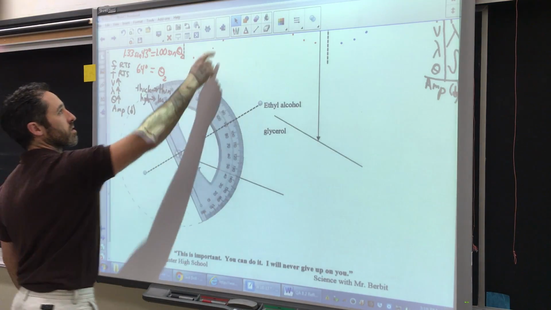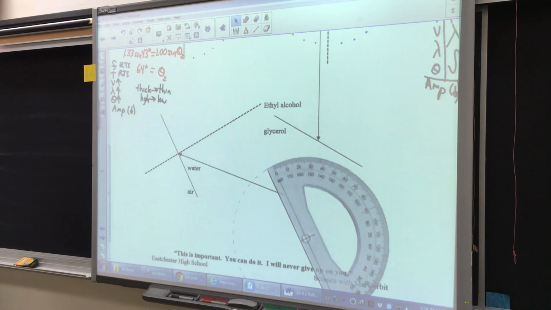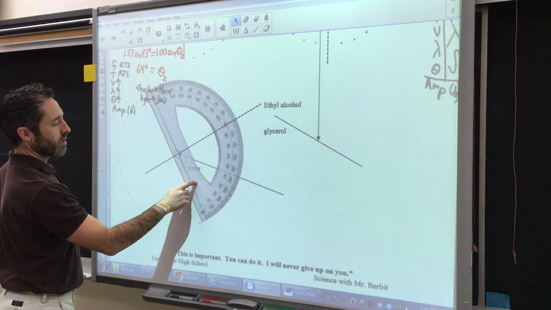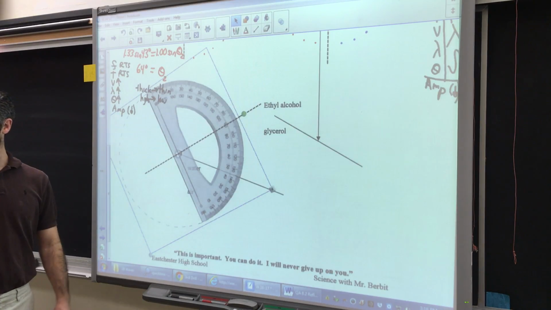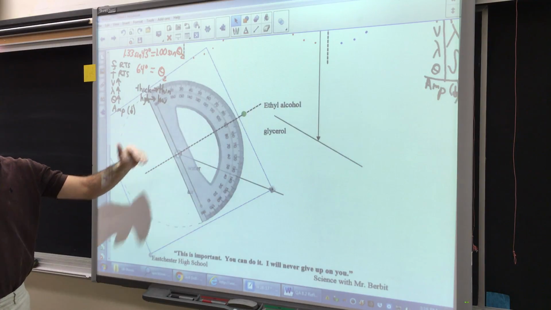Now this, get out of the way, this is a proper normal line. The normal line should be perpendicular to that boundary. And so, the things you should start thinking straight away. You gotta be disciplined here. Where's my angle of incidence? The angle of incidence is from the ray to the normal, not to the boundary.